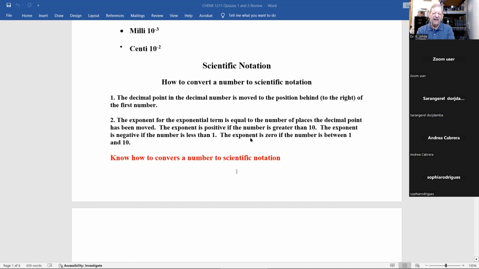Now, I don't use this, but if the number is between 1 and 10, the exponent is 0. You'll never see that on my quizzes or tests.